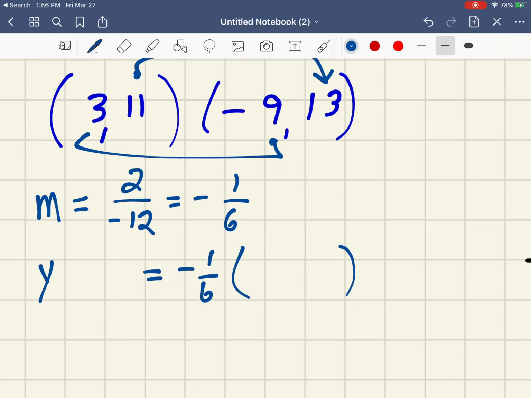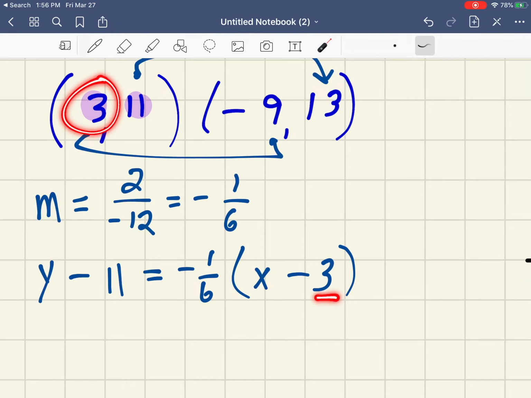I'm going to use that slope. And I have a choice to make. I could use 3 and 11, or I could use negative 9 and 13. And it doesn't matter which one I use. I just have to make sure that if I use one point, I use both coordinates from that same point. So for example, 3 takes the place of x1, and 11 takes the place of y1.